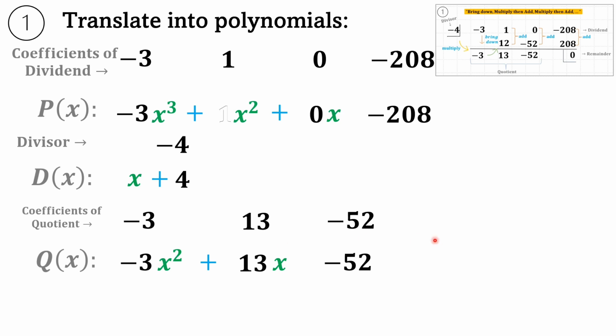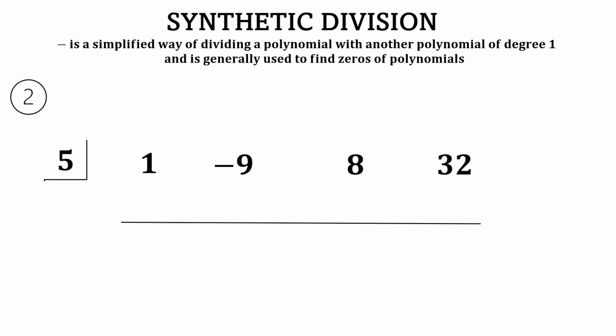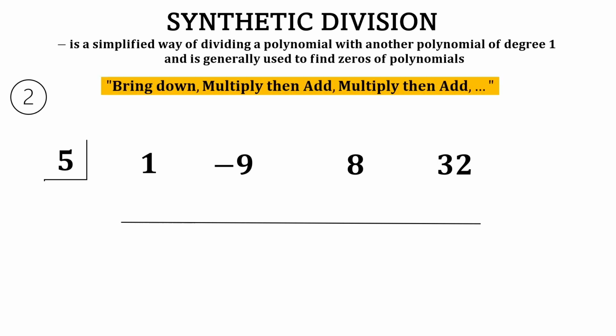Okay, and then for the remainder, R of x, what is the remainder? It's 0. Okay, next. Example number 2. Always remember this. Bring down, multiply, then add, and so on until you reach the last coefficient.